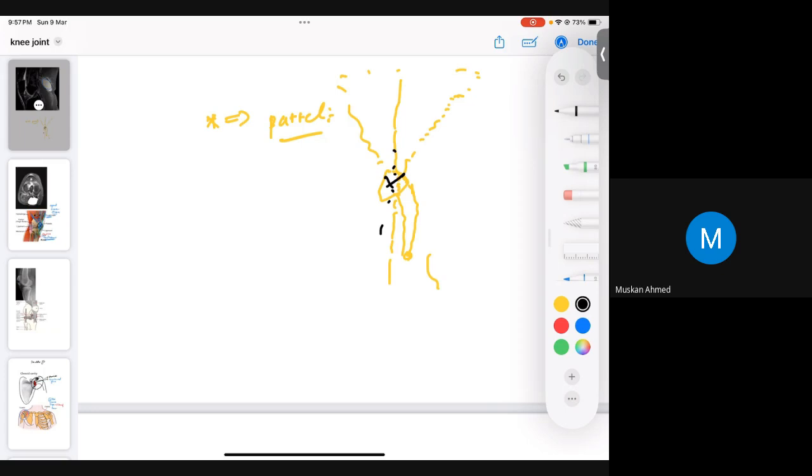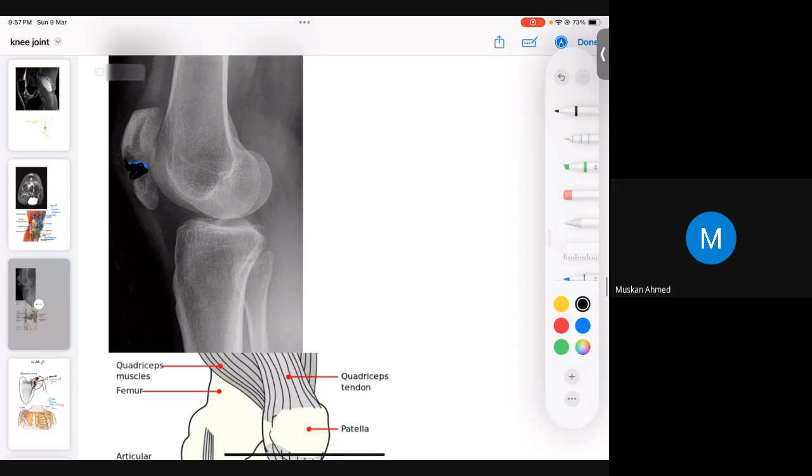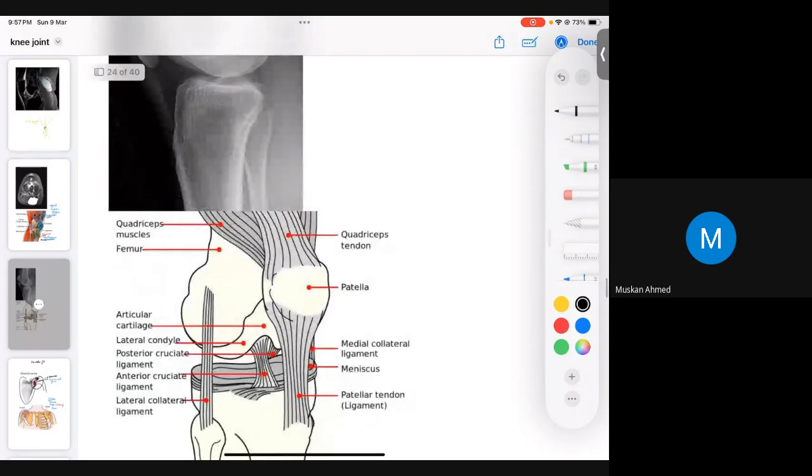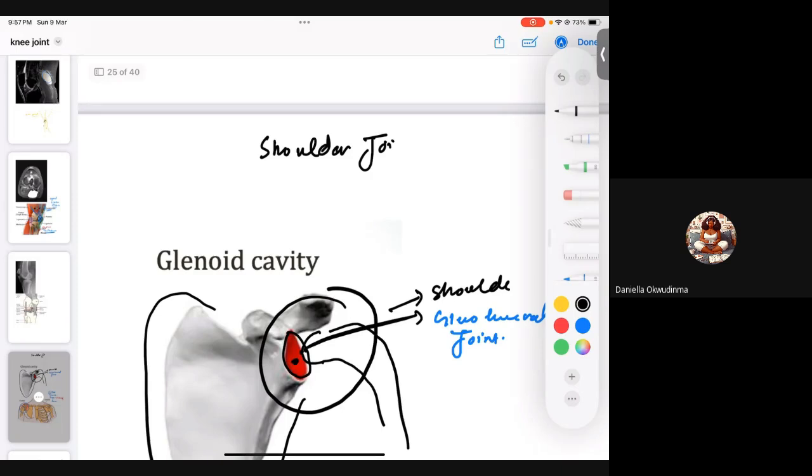How do we diagnose that? Just do the X-ray and clearly you are going to see the fracture. Here you guys can see a fractured patella, right? Is that clear? Yes. Yes. Perfect. So with that, we have ended our knee joint.